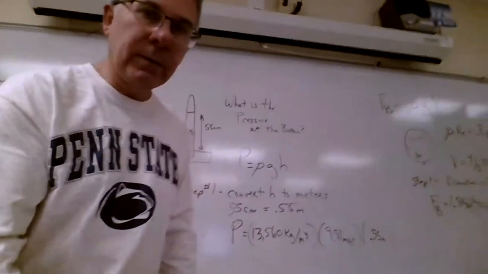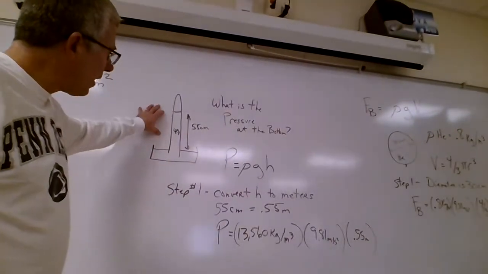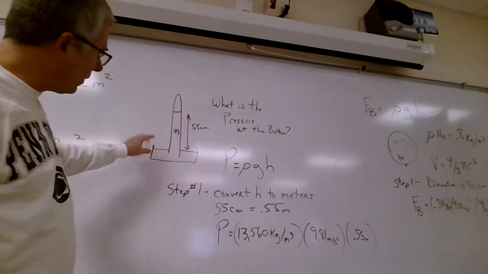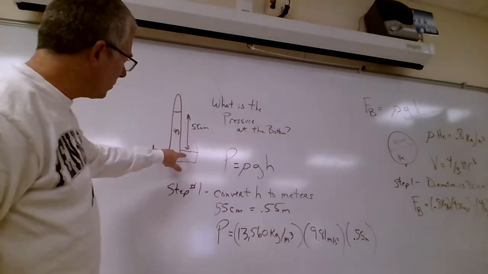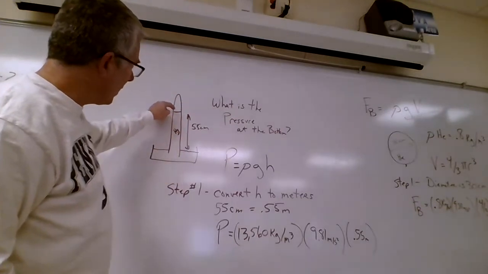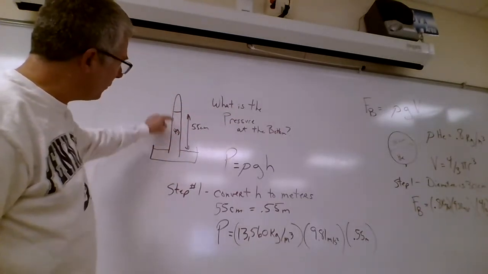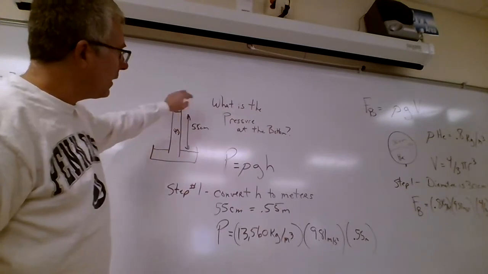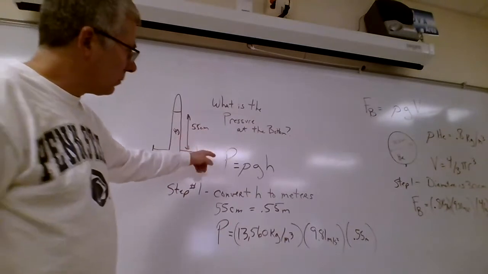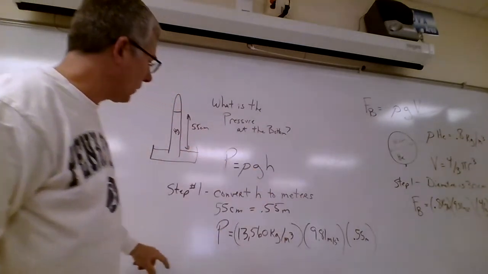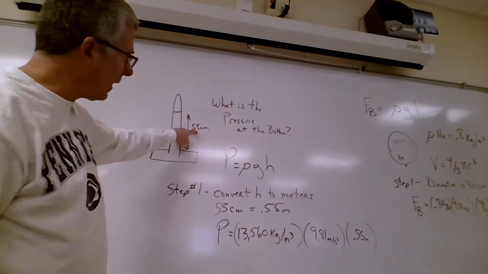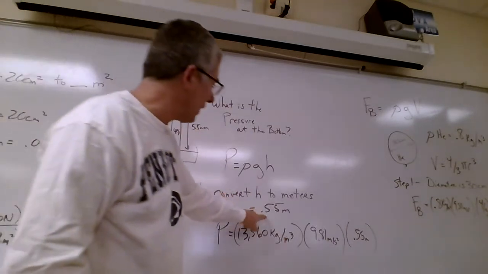Next question here is we have a barometer, okay? A liquid-filled barometer. An old style one where they would take a tube, fill this with mercury, and then air pressure would push down on it, and then it would rise up. So if the mercury rose to 55 centimeters, we want to know what is the pressure at the bottom, okay? So we're going to use pressure equals rho g h, okay? Step 1, convert the height into meters, so 55 centimeters is 0.55 meters.